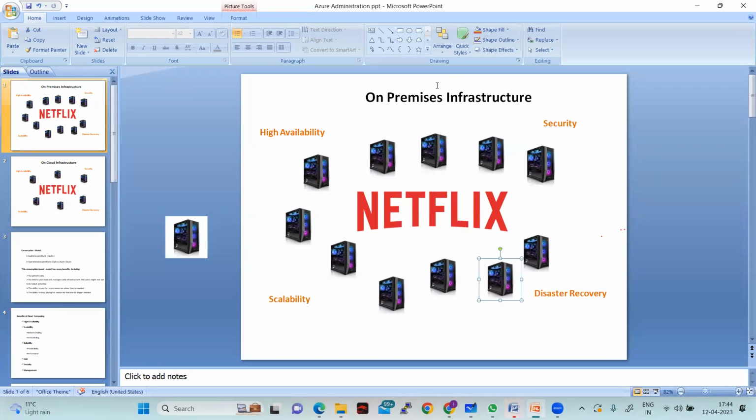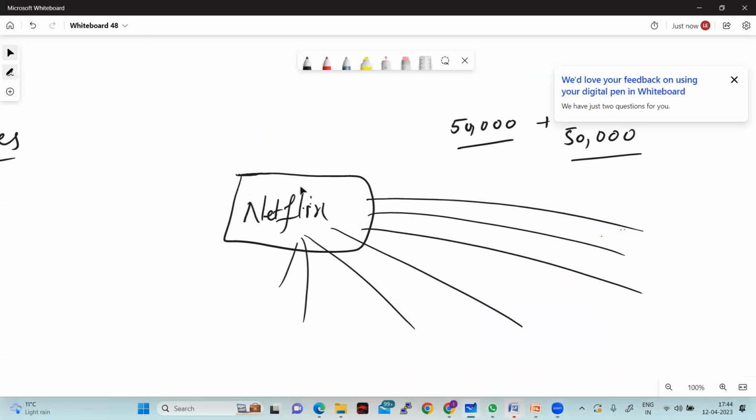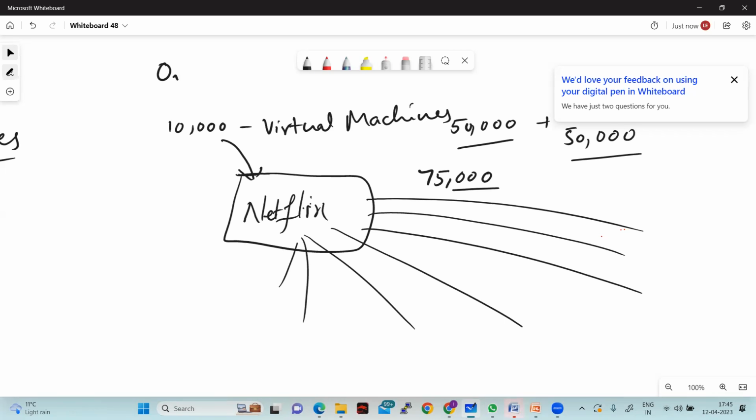And now, if you look here, I was talking about this on-premises infrastructure. So again, this on-premises, as I told you, is located on-premises, right? Now, let's say in Netflix, this Netflix has almost 75,000 users now. So for these 75,000 users, in order to support all of them, let's say I need a minimum of 10,000 virtual machines supporting this application.